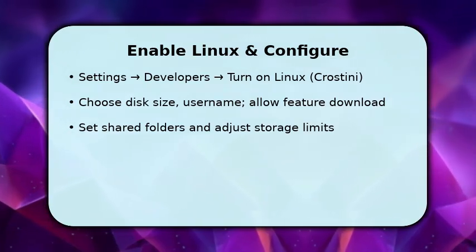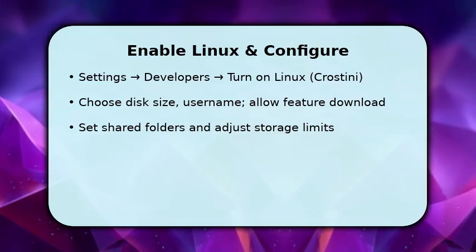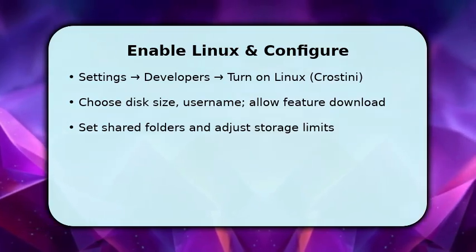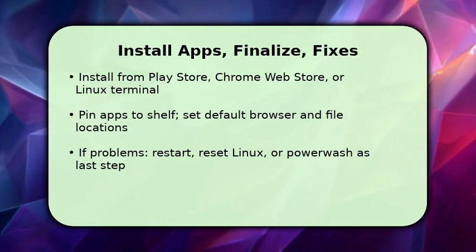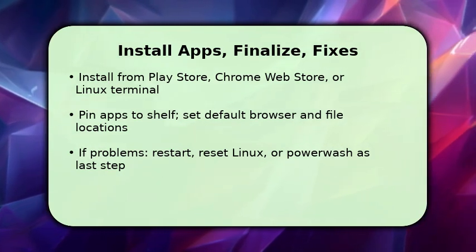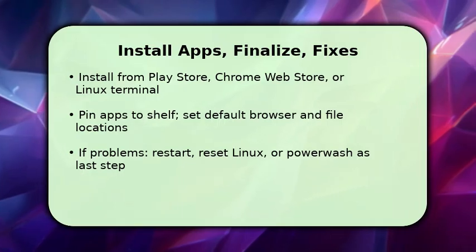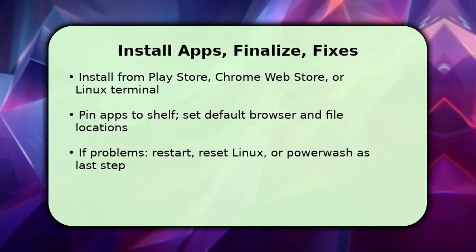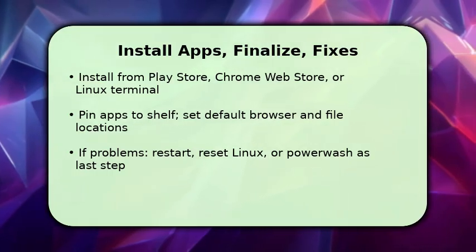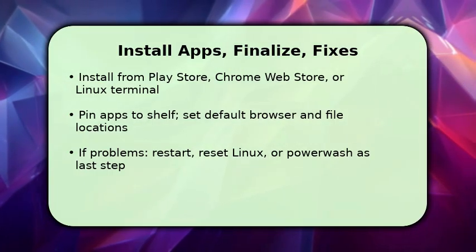Finally, set shared folders between Chrome OS and the Linux container and adjust storage so you don't finish by installing needed apps. Use Play Store for Android apps, Chrome Web Store for extensions, and apt or Flatpak inside Linux for desktop tools. Pin frequently used apps to the shelf and set default apps for files. Backup important files to Google Drive.